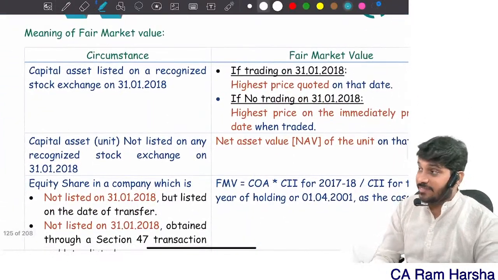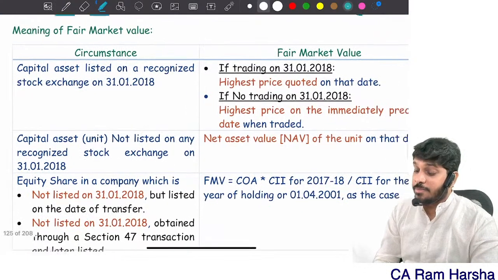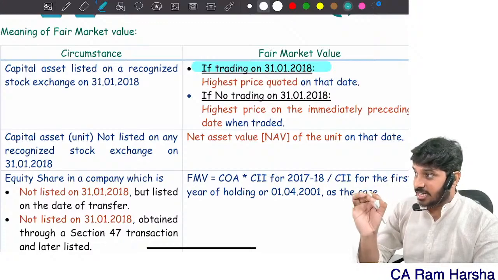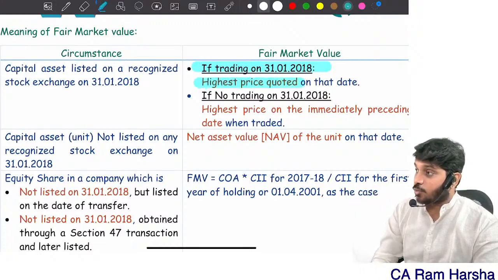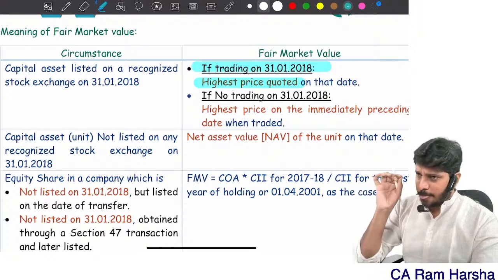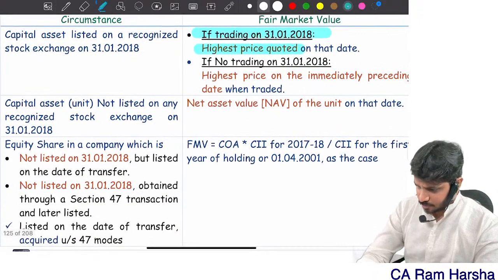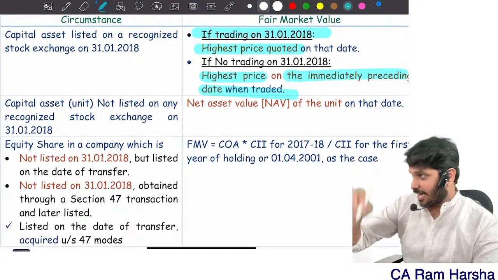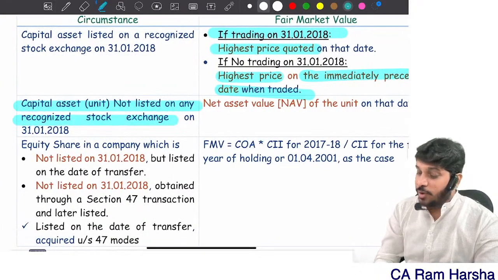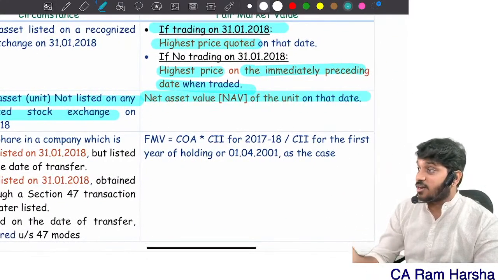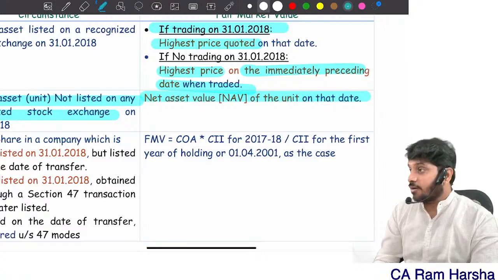Now remember the 31st January fair market value. What do you mean by fair market value? As on 31st January, if it is a trading day and the share is trading on a stock exchange, then the highest price on the date. Suppose on 31st January that share is not traded or the stock market is on holiday. Then the highest price on the preceding day. What if it is a unit, not a listed share? Net asset value on the date of transfer.